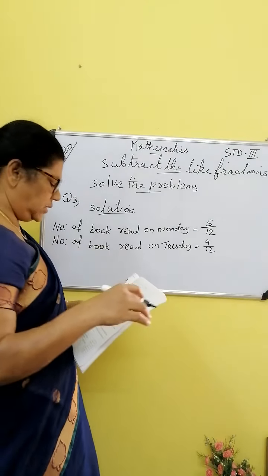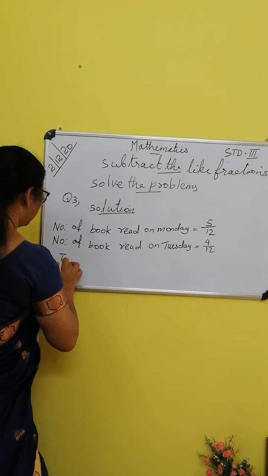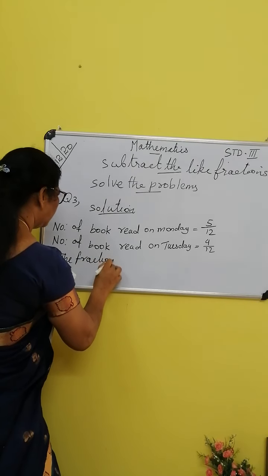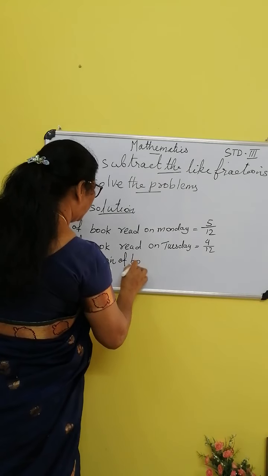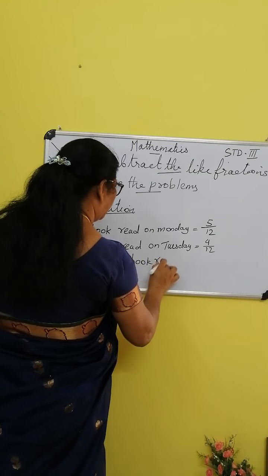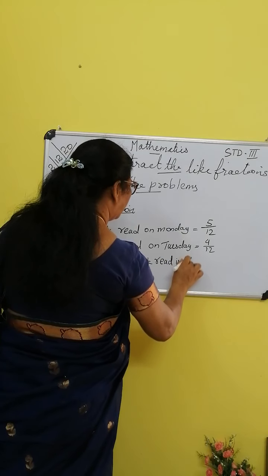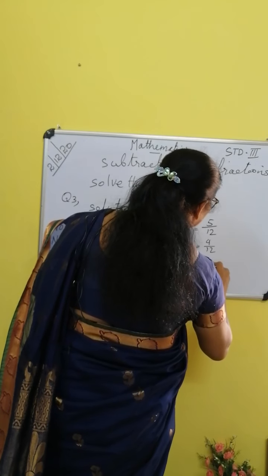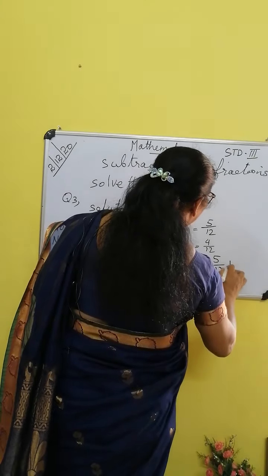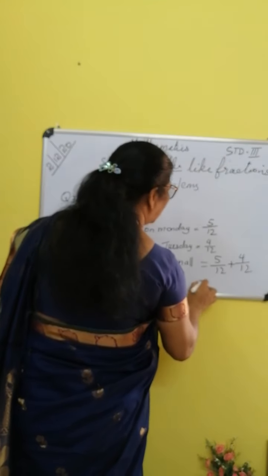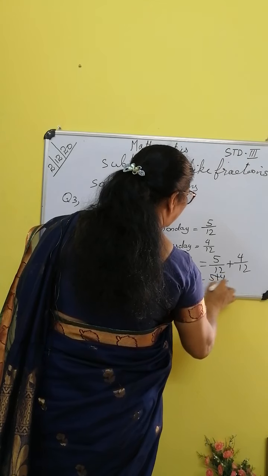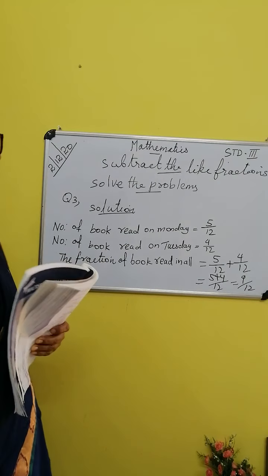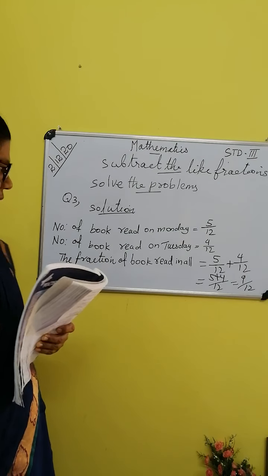Read in all means addition. The fraction of book read in all equals these two added. 5 by 12 plus 4 by 12 equals 5 plus 4 by 12 equals 9 by 12. So in total she read 9 by 12. Okay.